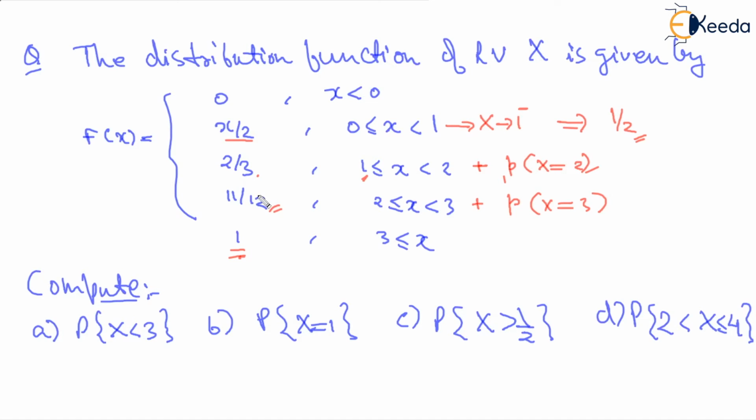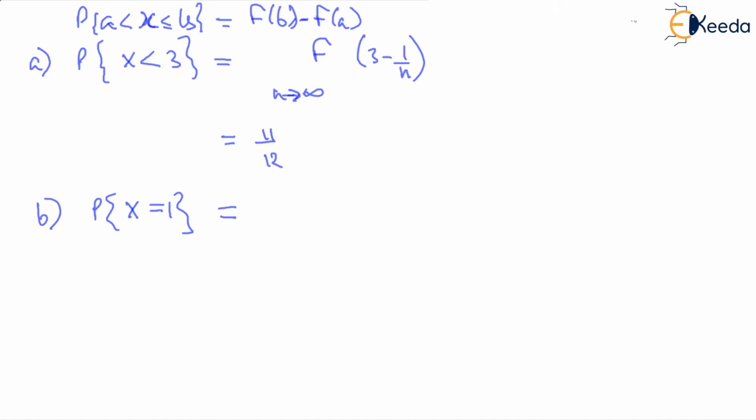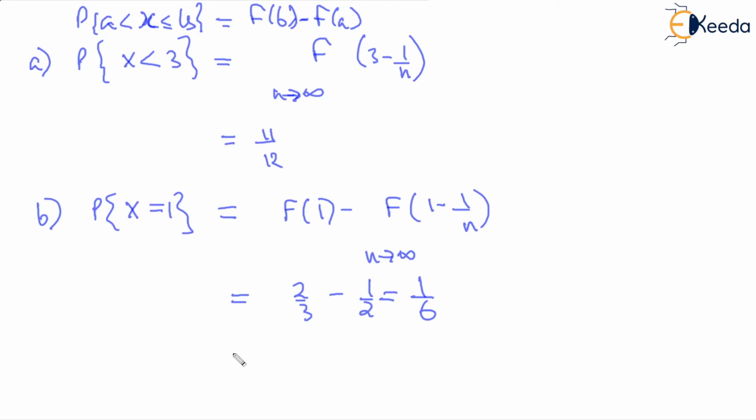This is behaving discretely, x equal to 1, 2, 3, and so on. So that means we can find this value by giving f of 1 minus f of 1 minus 1 by n, where n tends to infinity. So that is like right before 1. So at 1, this is 2 by 3, and right before 1, it is 1 by 2. So this gives it to be 1 by 6, right? X is equal to 1.